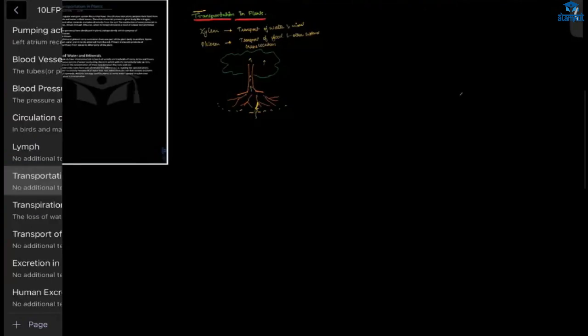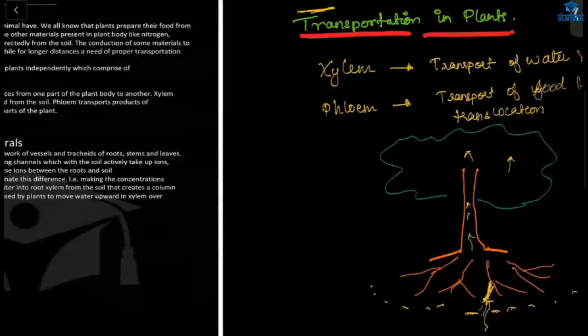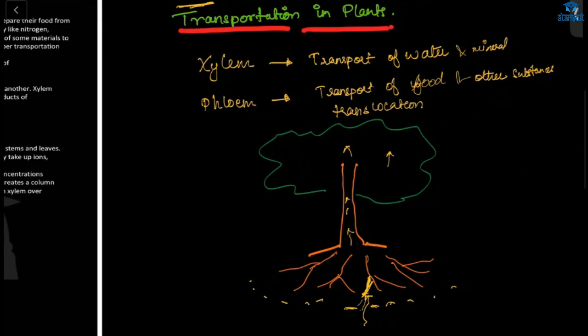Next, transportation in plants. Plants don't have what we call heart or lungs. Here, what do we have for transport? We have two tissues, xylem tissue and phloem tissue. Xylem will transport water and minerals, and phloem will transport food and other substances.